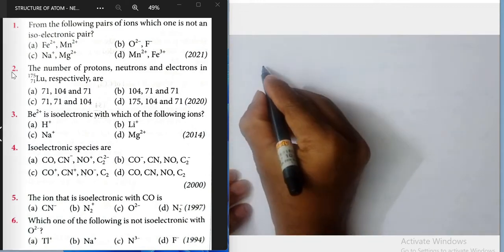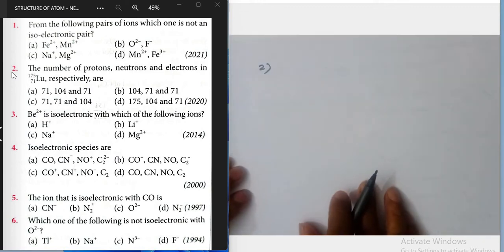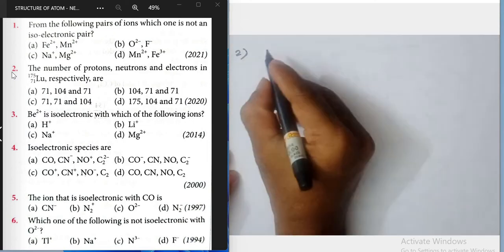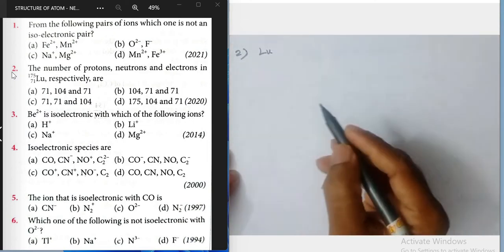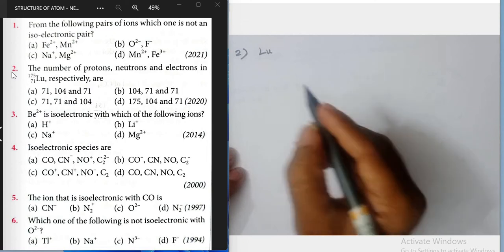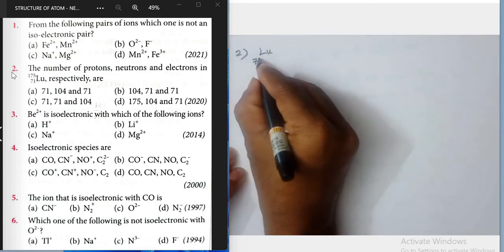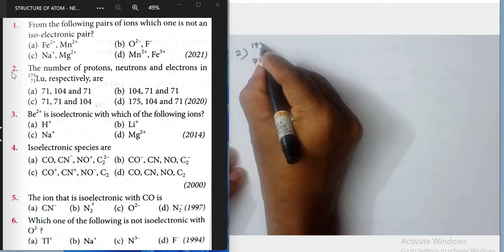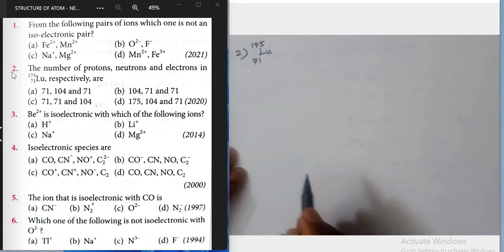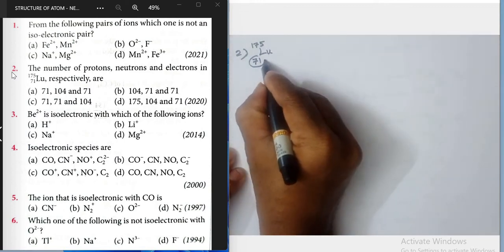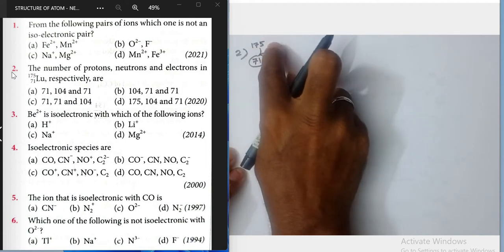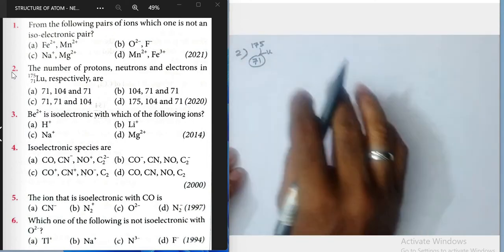So the given species in question number 2 is lutetium. For lutetium, atomic number and mass number are given. Atomic number is 71 and mass number is 175. Students, observe carefully. Lutetium has no plus charge or minus charge given here, so it is a neutral atom.